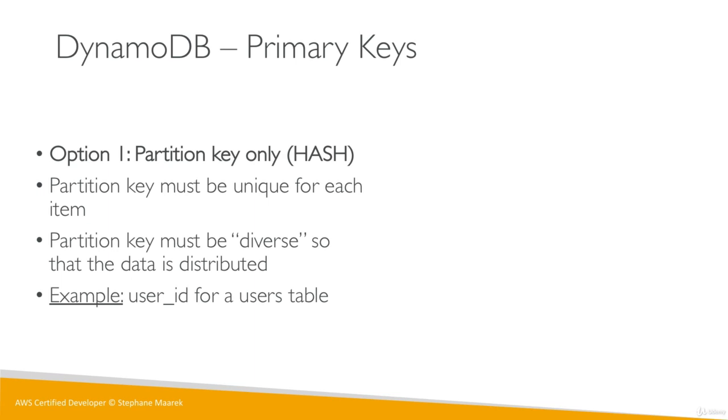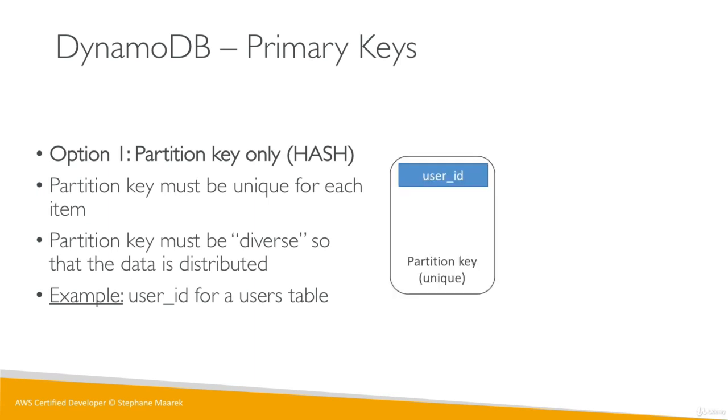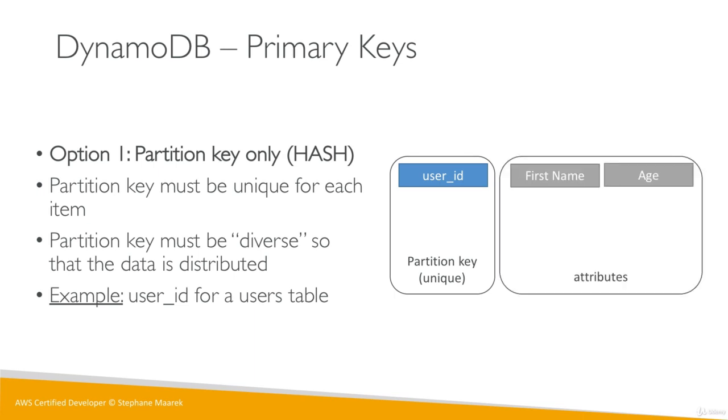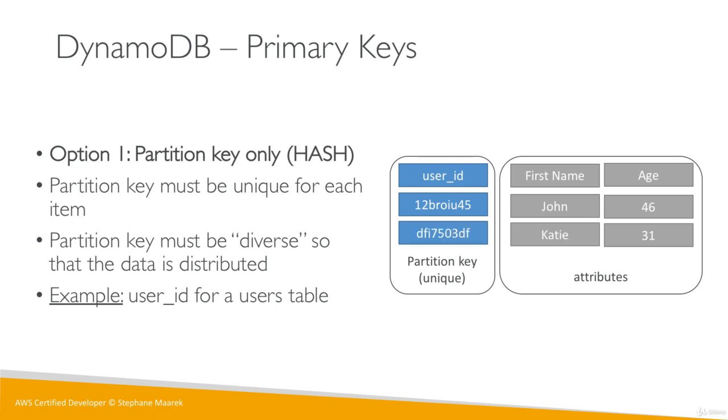So if we take a users table, user ID is a great candidate. User ID is our partition key, and it's going to be unique. In terms of attributes, we can have first name, age, whatever you want. The first row, or first item, is going to have a user ID of whatever, and you see this is pretty much random. The first name is going to be John, and the age is going to be 46. The second row, or second item, is going to have a different user ID, obviously, because the partition key has to be unique. The first name is Katie, and the age is, for example, 31. So this looks like a traditional table.